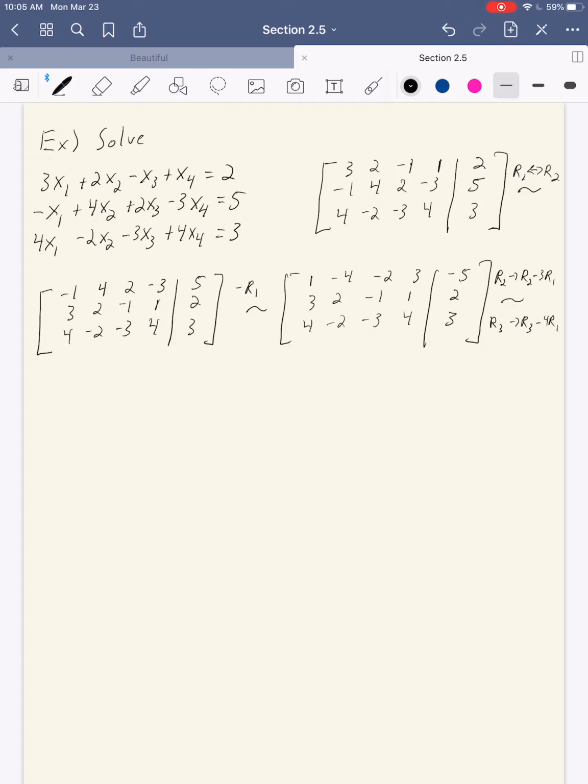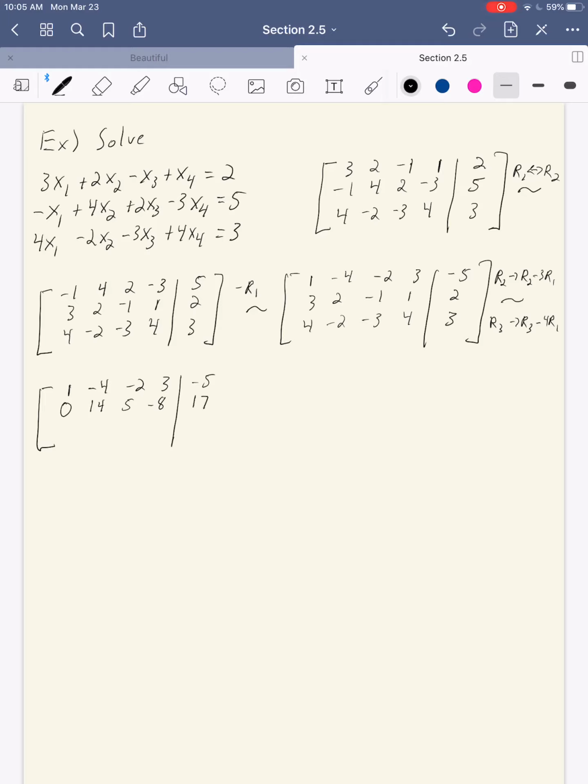All right, so now that we did that, what is our augmented matrix going to look like? Well, 1, negative 4, negative 2, 3, and negative 5, because row 1's not changing. Row 2 minus 3 row 1 is going to give us a 0 there. And then 2 and 12, so 14. And then negative 1 and 6, so 5. And then 1 and negative 9, so negative 8. And then 2 and 15, so 17 there.